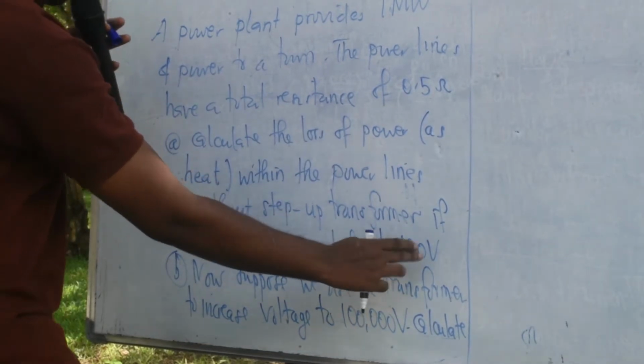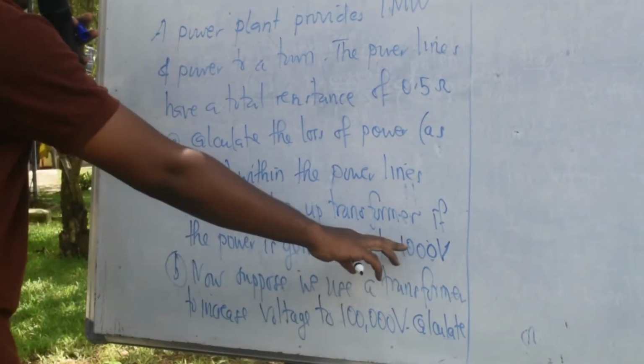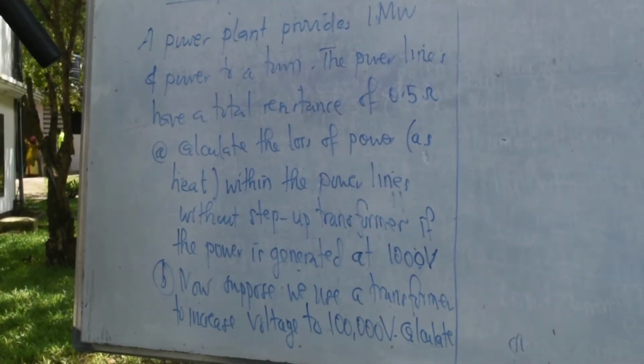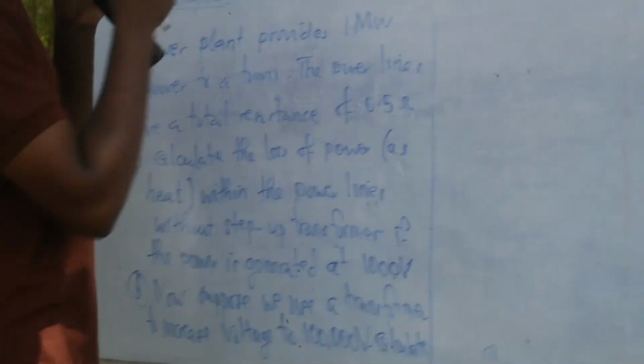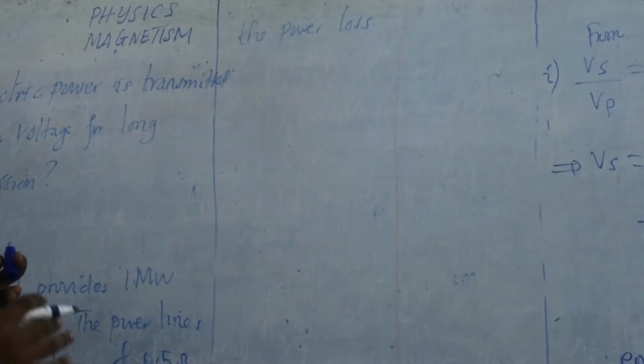Also, if now we change the setting, suppose we use a transformer to increase voltage from 1000 volts to 100,000 volts. Calculate the power loss. How do we have the power loss as heat?